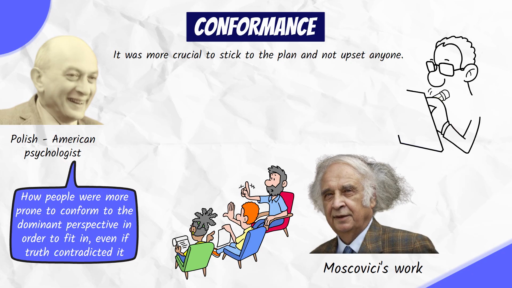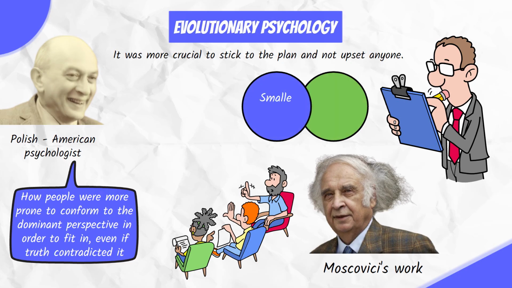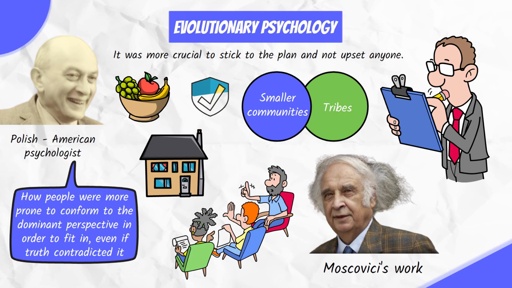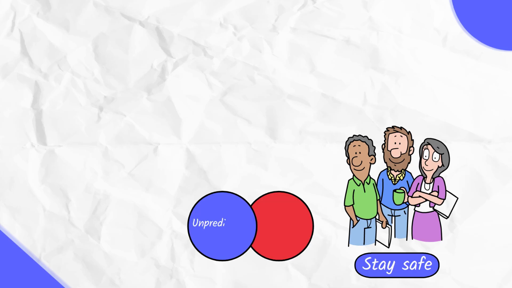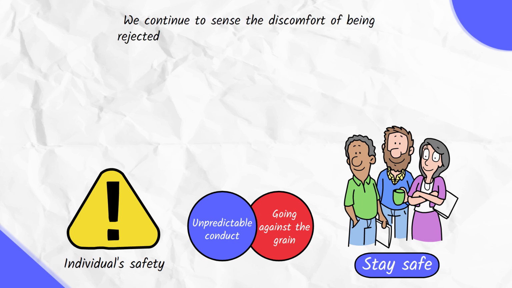These were crucial studies, although this concept dates back to evolutionary psychology. People who lived in smaller communities or tribes had to rely on the rest of the group to provide them with food, housing, and protection. People were protected as long as they belonged to a group that helped them stay safe. Any unpredictable conduct or going against the grain posed a threat to that individual's safety, and we continue to sense the discomfort of being rejected from a group and the perils of isolation.